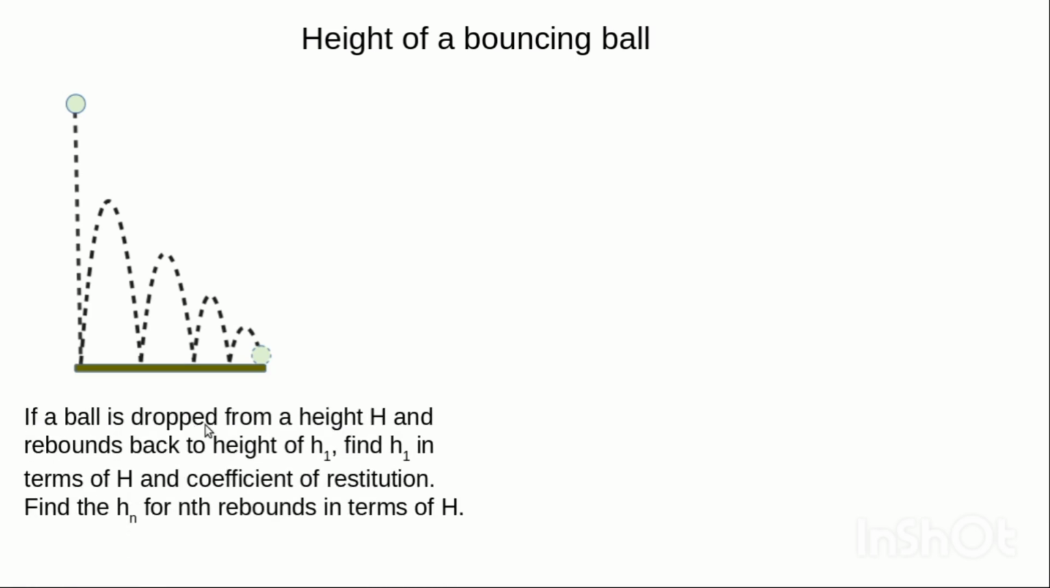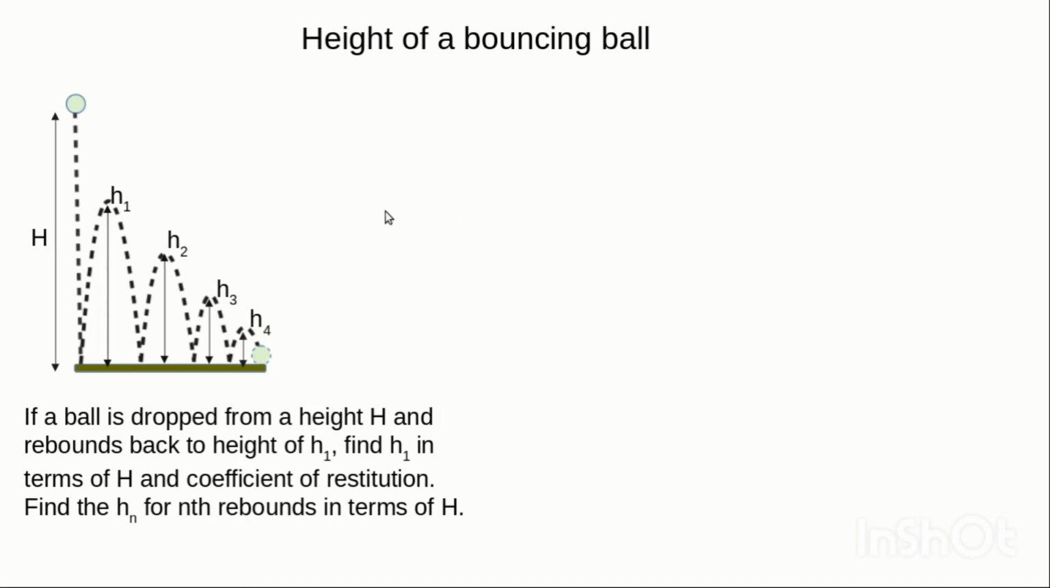If a ball is dropped from a height h and rebounds back to a height h1, find h1 in terms of h and the coefficient of restitution. Also find the height hn for the nth rebound in terms of h. So we have the original height to be capital H. The first rebound, we have it as h1. Second rebound, h2. Then third rebound, h3. So on and so forth. We have h4 until it comes to a stop.